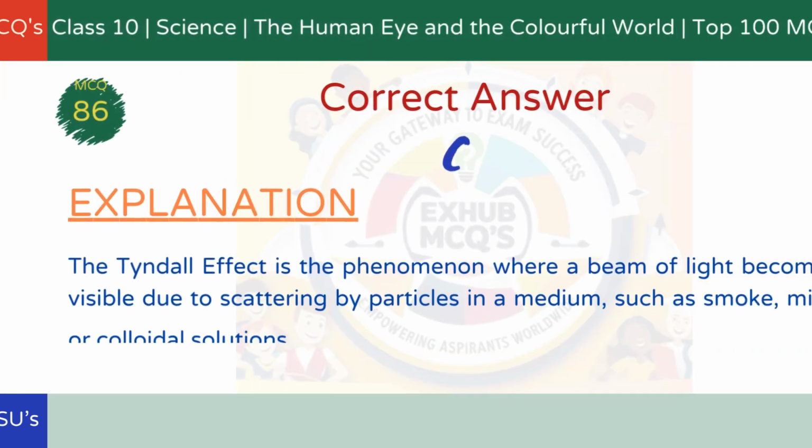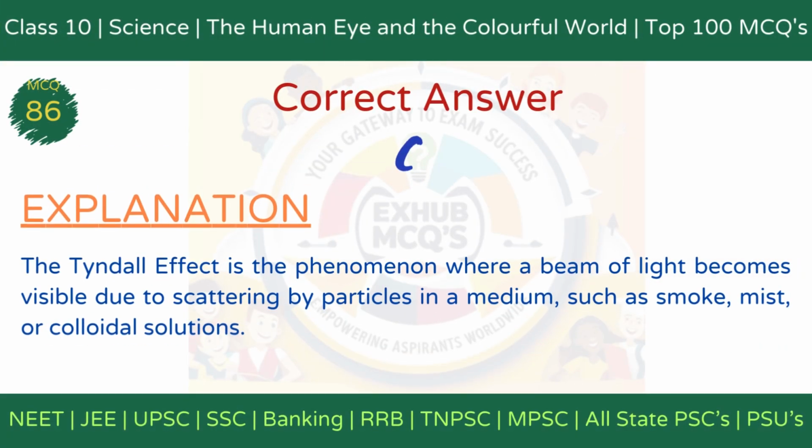The correct answer is option C, Tyndall effect. Explanation. The Tyndall effect occurs when light is scattered by particles in a medium, such as smoke or mist. This scattering makes the path of the light beam visible to the human eye.